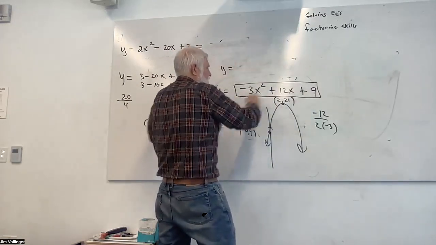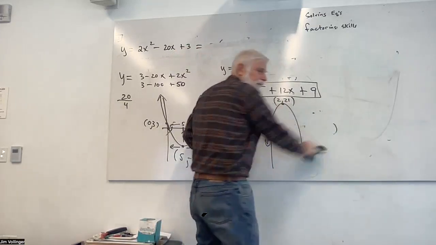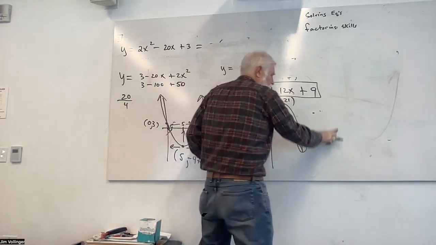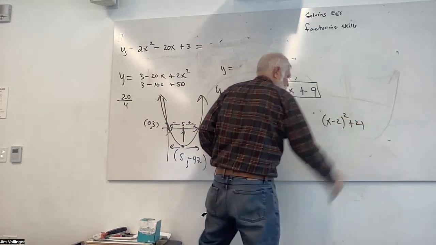Okay. So let's get this from the graph. Pretend you don't see this. How do I work this from the graph? Well, I got the vertex, 2, 21. So I know I can write x minus 2 squared plus 21.